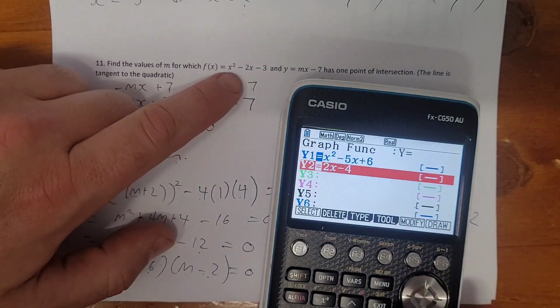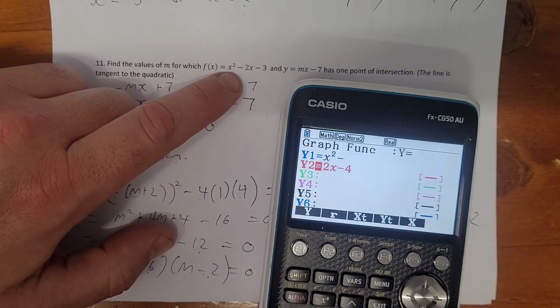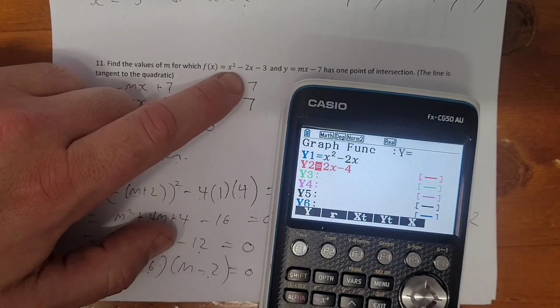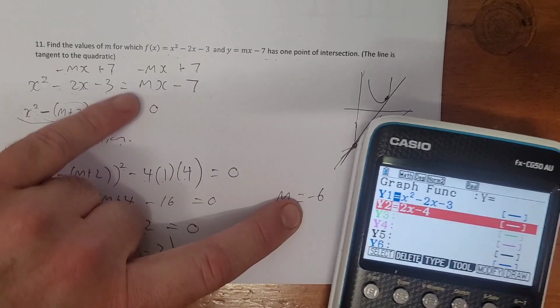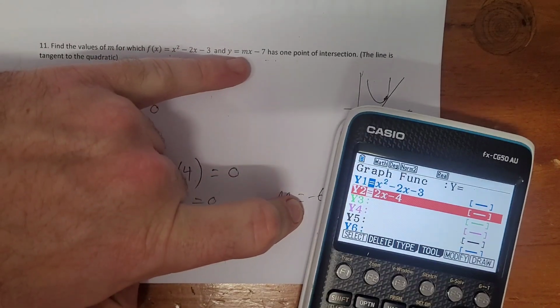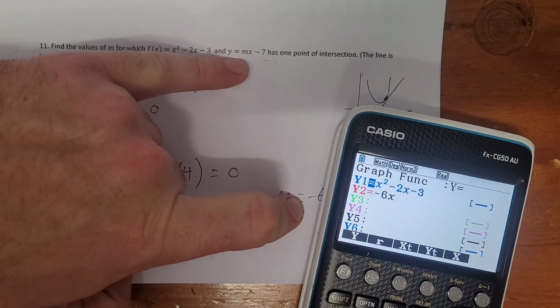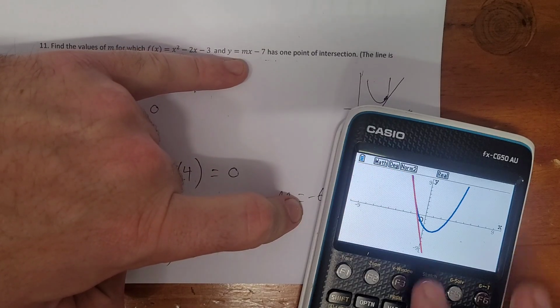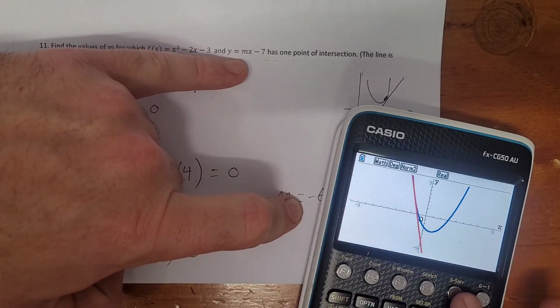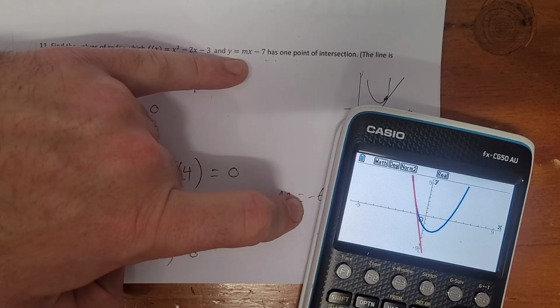So the quadratic was x squared, take 2x, and take 3. And if we have m is minus 6, all right, then this line would become minus 6x take 7. All right, so that's the case when m is minus 6. And you can see we have one point of intersection, all right, that it touches at once.